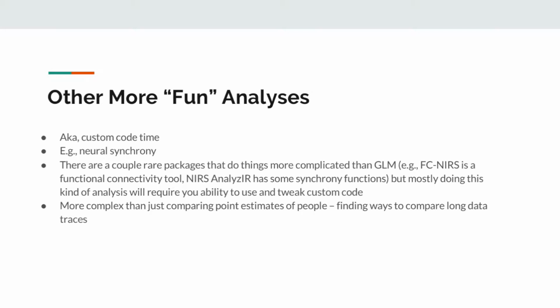And then the NIRS Analyzer has some synchrony functions, but mostly doing this kind of analysis will require your ability to use and tweak custom code. It's more complex than just comparing point estimates of people, which is why a lot of software doesn't support it yet. You essentially are finding ways to compare long data traces instead of just single points of data.